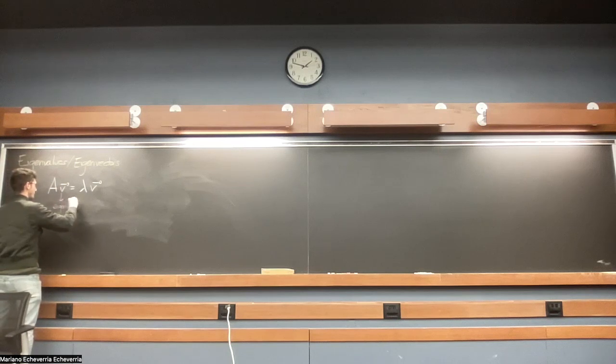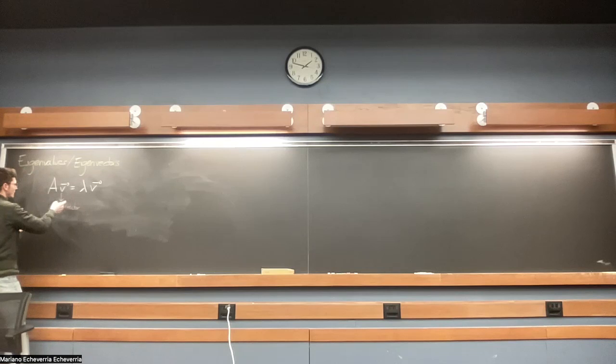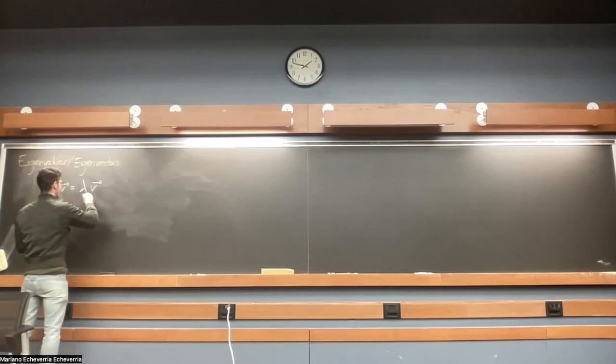So that's the name for the vector. We just call it eigenvector. And lambda, this number, is called the eigenvalue.